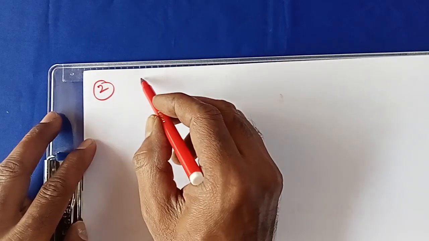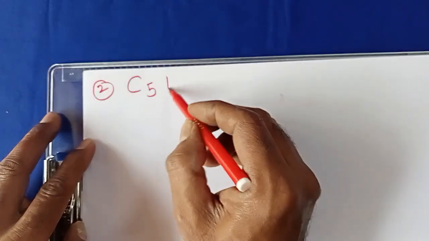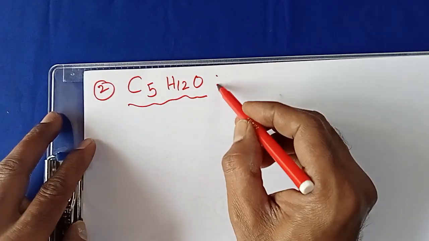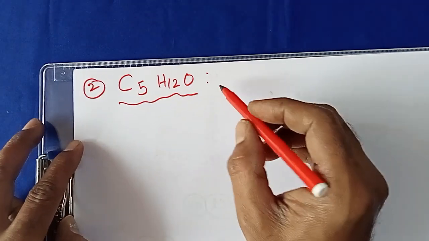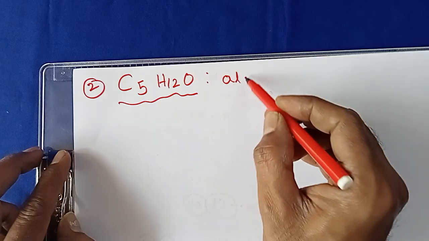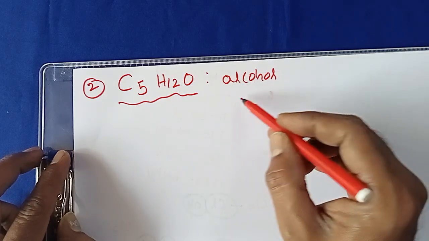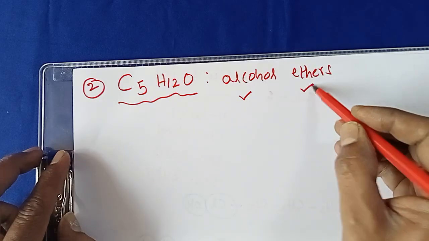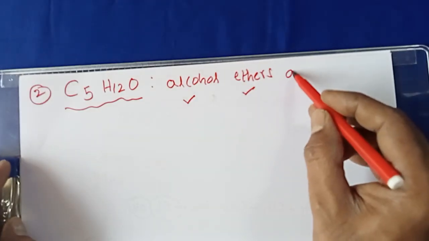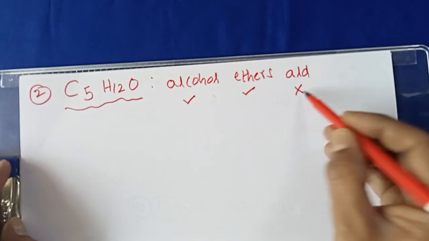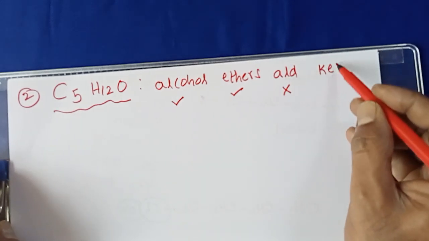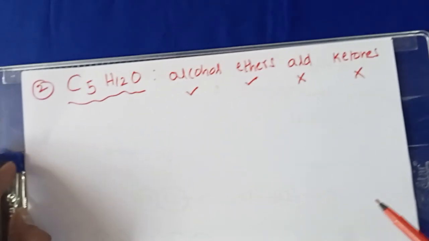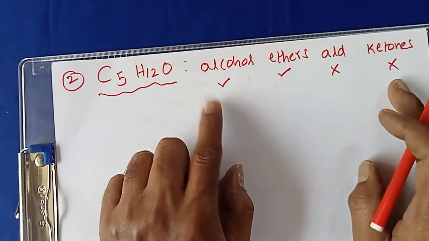Second molecular formula: C5H12O. For this one also you can cross check. For this, alcohols possible, ethers possible, aldehydes not possible, ketones not possible. For NEET JEE purpose, these 4 functional groups are enough.